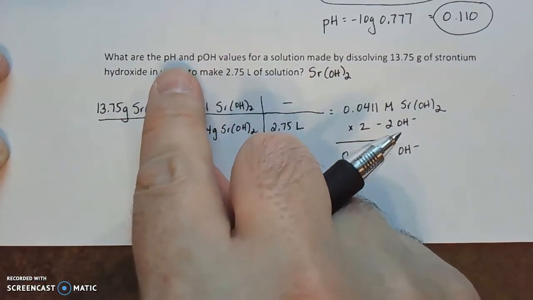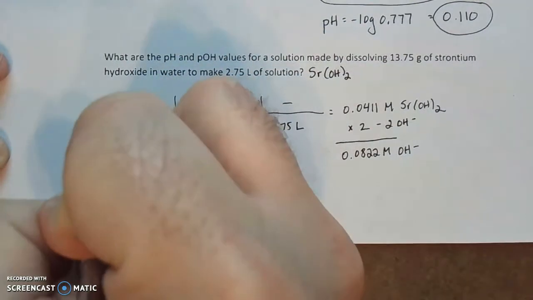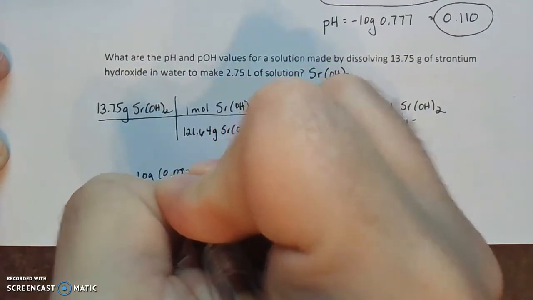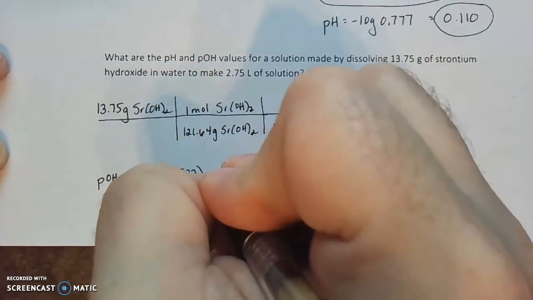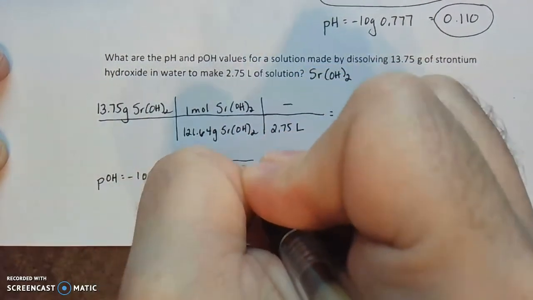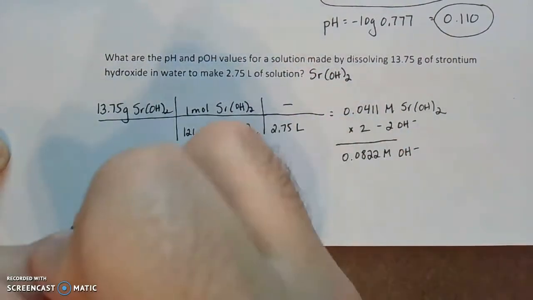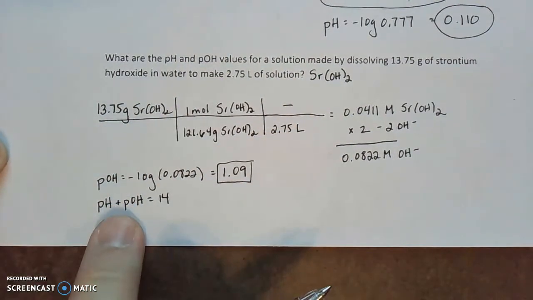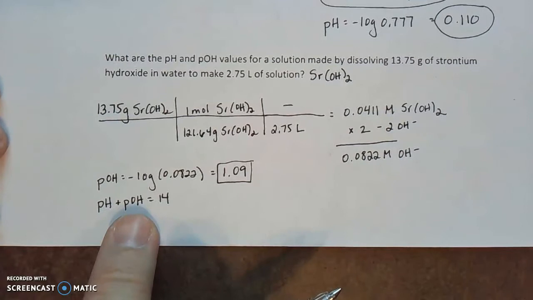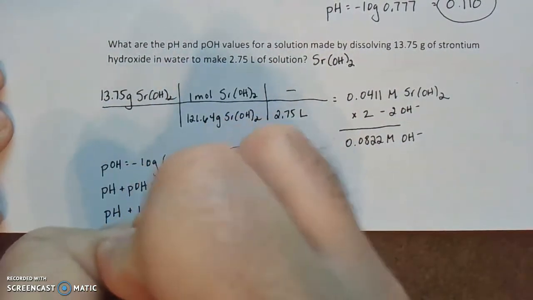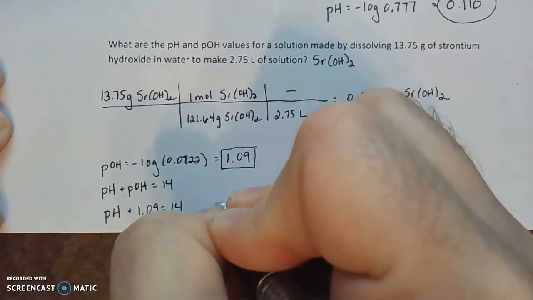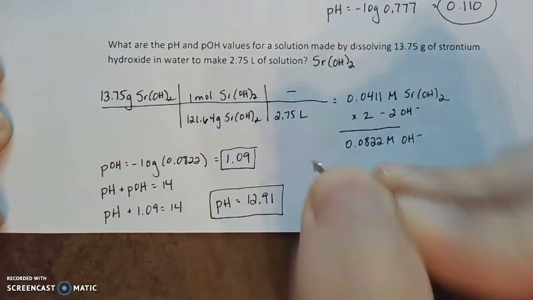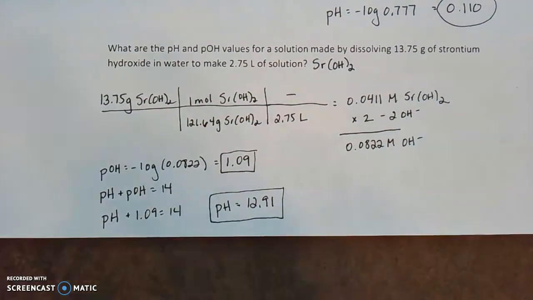That's not what we're asked for. We're asked to find pOH. So pOH is equal to the negative log of that value, 0.0822, and that gives us 1.09 for our pOH. Now the relationship between pH and pOH is this equation, so all we have to do is substitute in our pOH. So pH plus 1.09 is equal to 14, which gives us a pH equal to 12.91. So there is our answer for that problem.